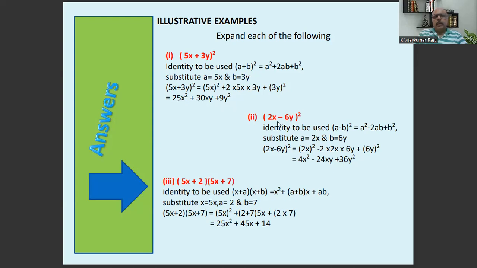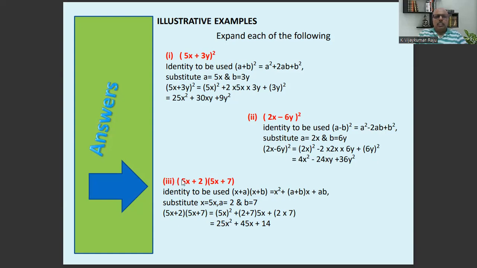Now let us take with the negative sign. (2x − 6y) whole square. Identity to be used: (a − b) whole square is equal to a square minus 2ab plus b square. So a is 2x, b is 6y. So (2x − 6y) whole square is (2x) whole square minus 2 into 2x into 6y plus (6y) square. So 2 square is 4x square minus 2 into 4, 4 6s are 24xy plus 36y square.